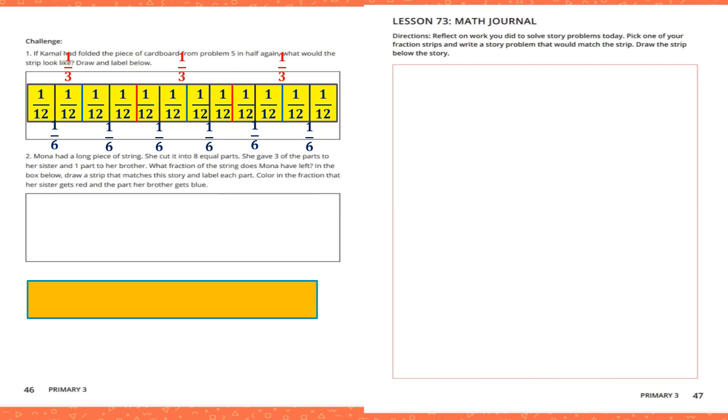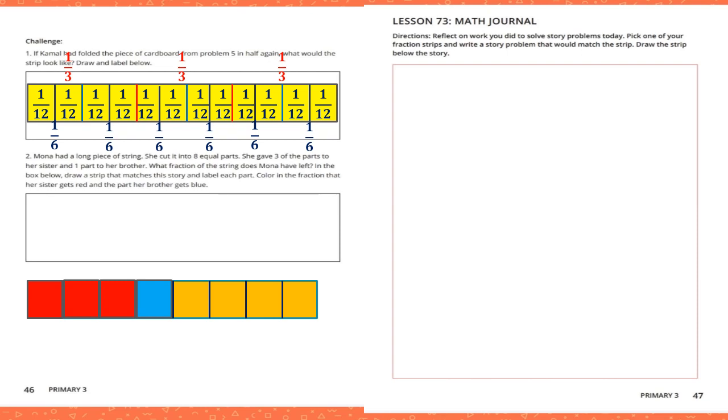Question number 2. Mona had a long piece of string like this. She cut it into 8 equal parts. Like this. Then she gave 3 of the parts to her sister. This was the share for her sister. And 1 part to her brother. Like this. What fraction of the string does Mona have left?